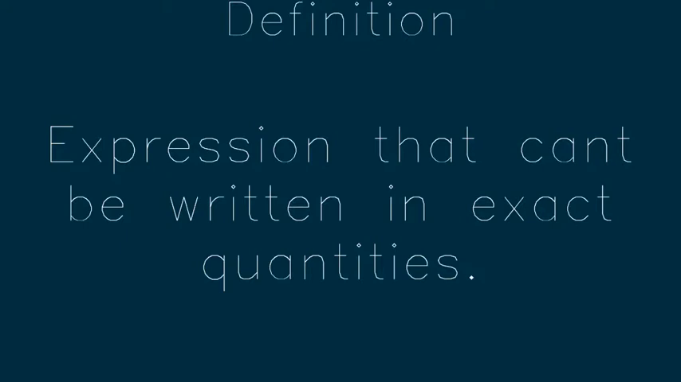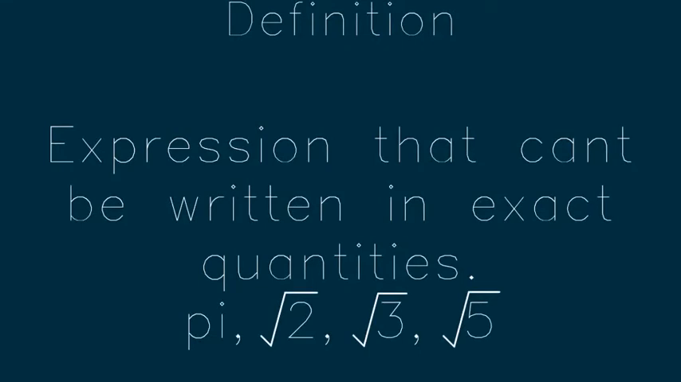It's any number that can't actually be written in exact quantities. For example, we have pi, under root 2, under root 3, under root 5. Pi is like 3.14 something, something, something, and it goes on forever, okay? It doesn't end. So all of these quantities can be expressed in just two words, pi. But in actual numeric quantities you can't write it down.